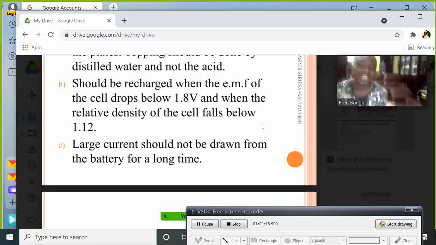For example, you are having a bus. You are using it for music, very heavy music. You are using it for lights. Others have screens in the bus. You are using it for a siren. Another thing they use it for is flashlights. So you are overusing the cell. It's as if you are connecting a lot of devices to this battery, you are drawing a lot of current for a long period of time. At the end, you kill it.